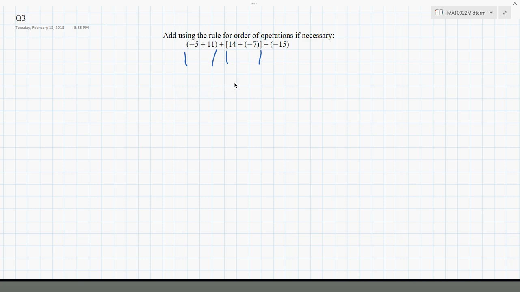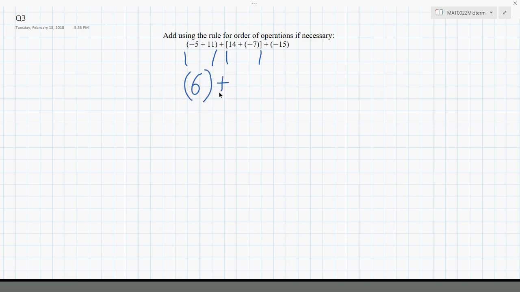So going from here, which one am I going to do first? There we go, left to right. So we're going to start with the first one. Minus 5 plus 11. That's going to give me a positive 6, negative 6? Positive 6. Okay, so we got a positive 6 here.